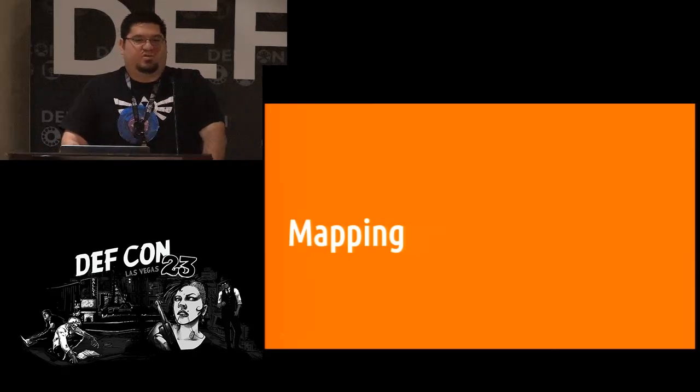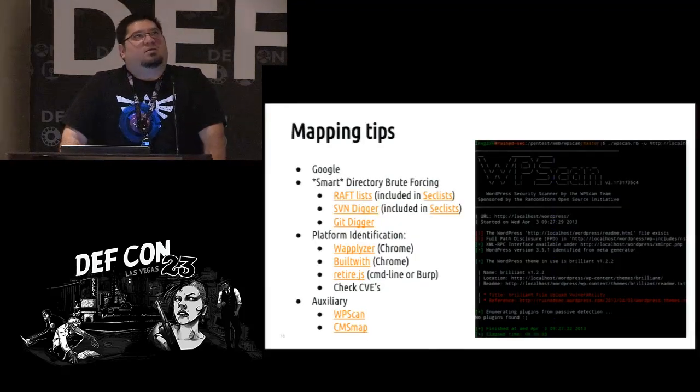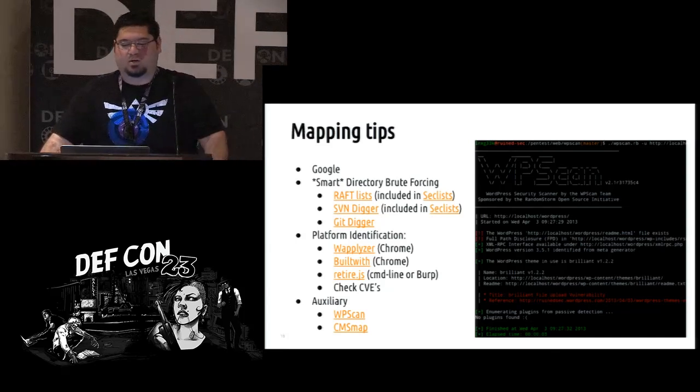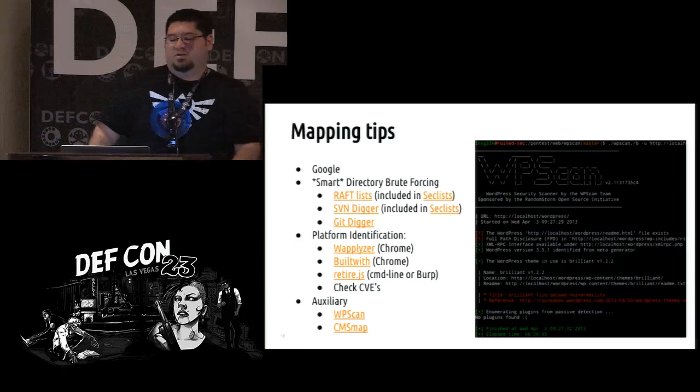mapping an individual application. Taking notes is really important when you're doing this, whether you're doing it inside of a notepad, or just using pen and paper, or Evernote. I use Evernote. All my bugs are templatized, so when I find them, I can just copy and paste into the disclosure email or whatever like that. So these are some mapping tips that I use right away.